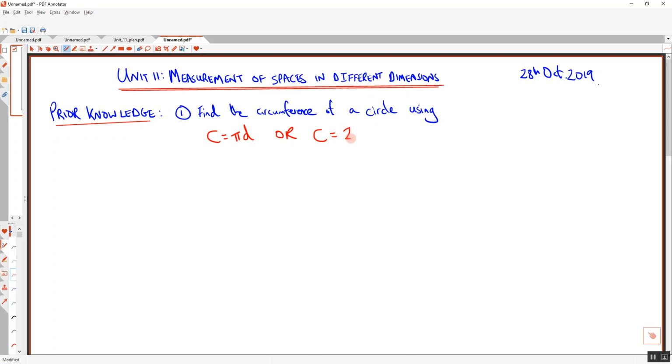2 times pi r, right. What does D stand for? Diameter. Okay, so where D is the diameter. Grayson, we're getting this written down. And R stands for? Radius. Radius, right. And what is pi? 3.14, and it goes on forever. It is what type of number? Irrational. Good.